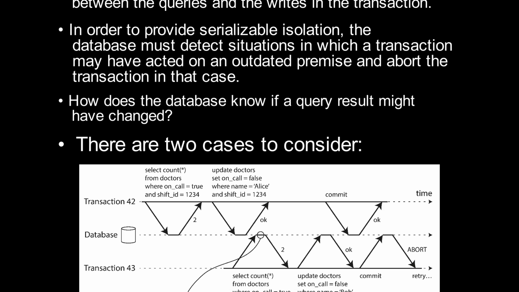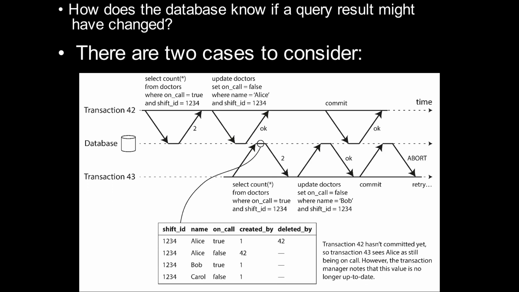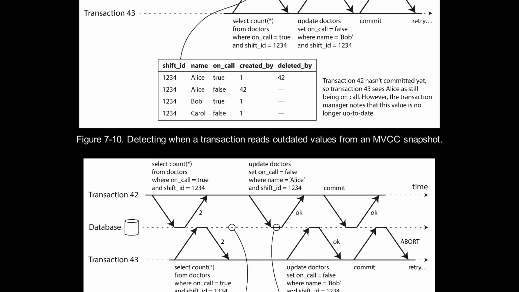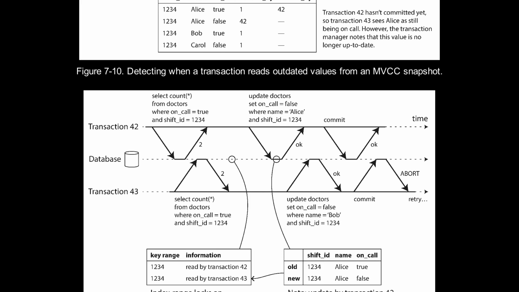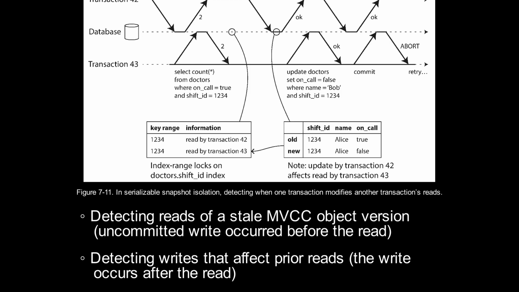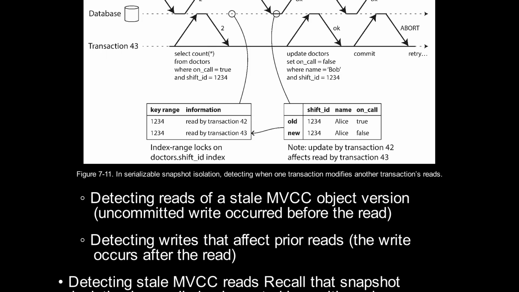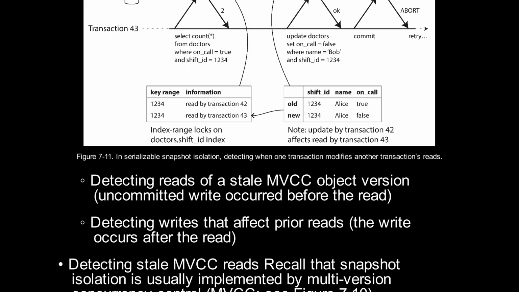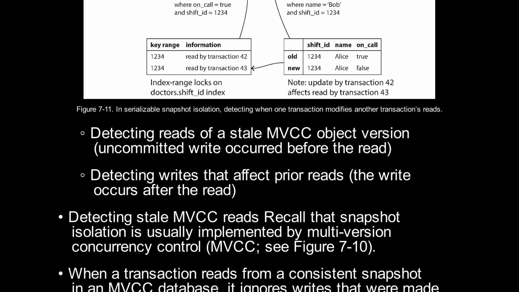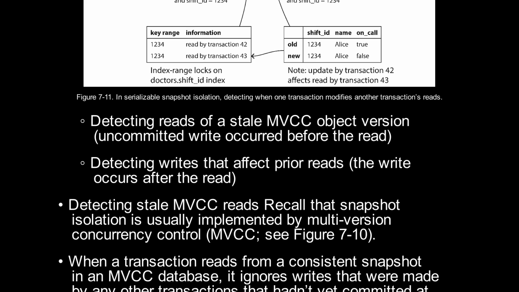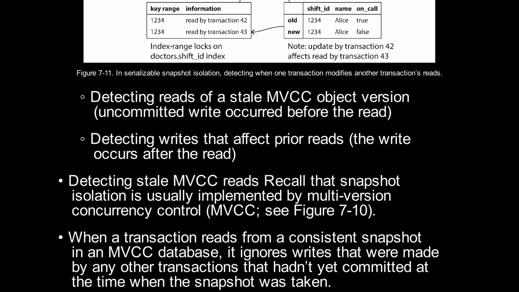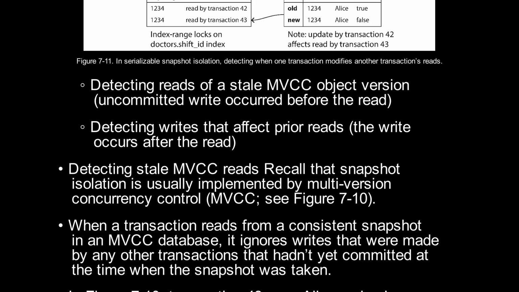Figure 7-10. Detecting when a transaction reads outdated values from an MVCC snapshot. Figure 7-11. In serializable snapshot isolation, detecting when one transaction modifies another transaction's reads. Detecting reads of a stale MVCC object version: the uncommitted write occurred before the read. Detecting writes that affect prior reads: the write occurs after the read. Detecting stale MVCC reads. Recall that snapshot isolation is usually implemented by multi-version concurrency control, MVCC. See Figure 7-10.